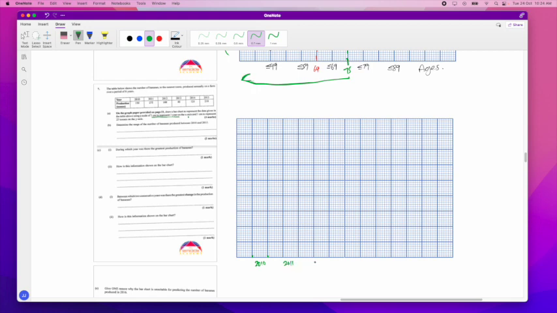2011 here, 2012 here, 2013, 2014, 2015, and 2016. Well, we only need up to 2015, so at least we have enough place.